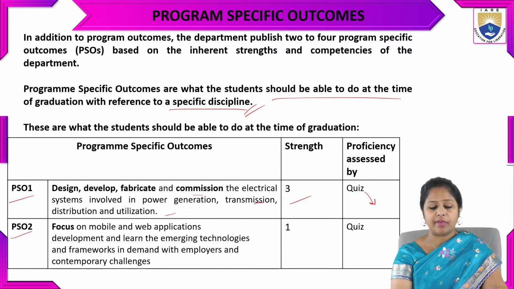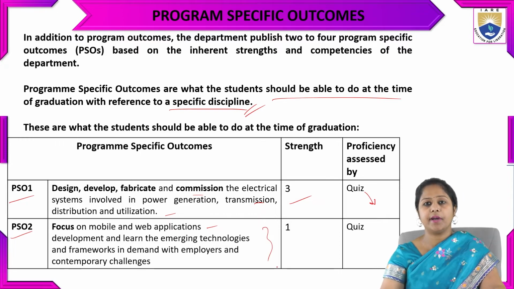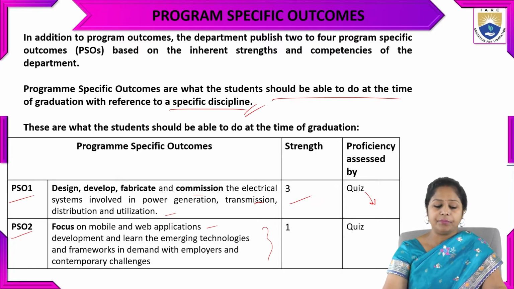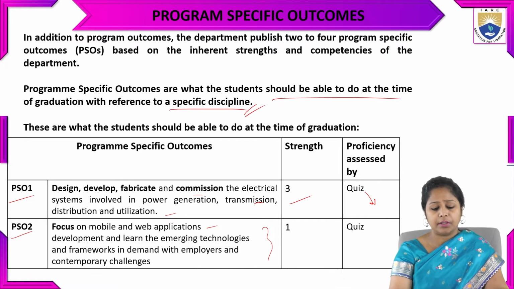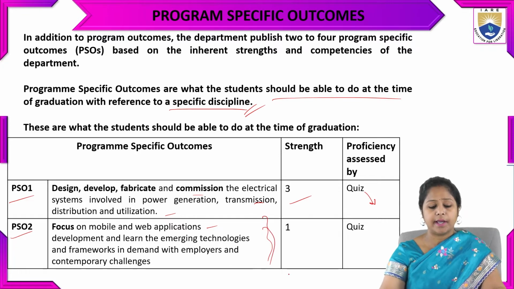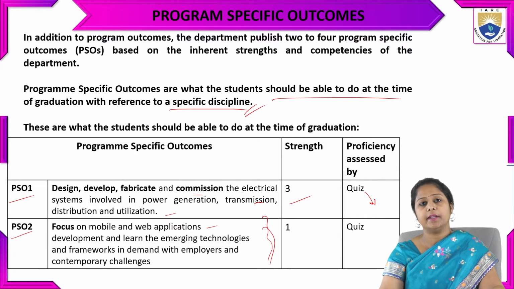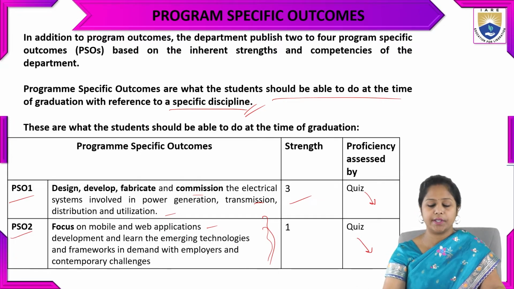to focus on mobile and web applications development, and learn the emerging technologies and frameworks in demand by employers, as well as the contemporary challenges in the industry. So the student will focus on mobile and web applications, and he will be able to connect with the learning in emerging application areas. He'll be assessed on that basis, and the strength for this PSO2 is 1.